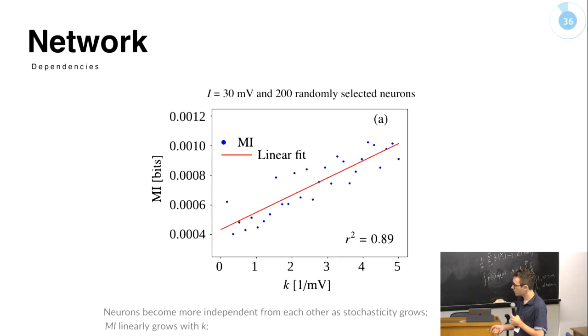We also took, for example, mutual information, which was taken among different pairs of neurons. Here you have the average of 200 randomly selected pairs. And you see that as we go towards the deterministic side, the degree of dependency between those neurons increases, and towards the other side, we have less dependency.